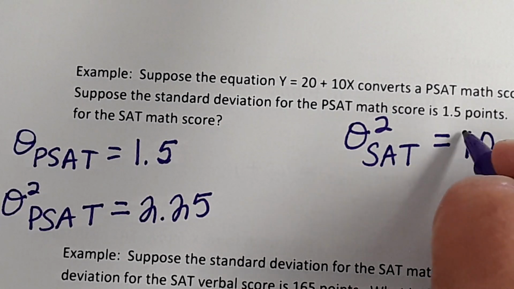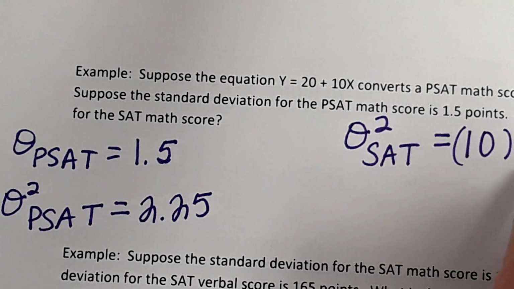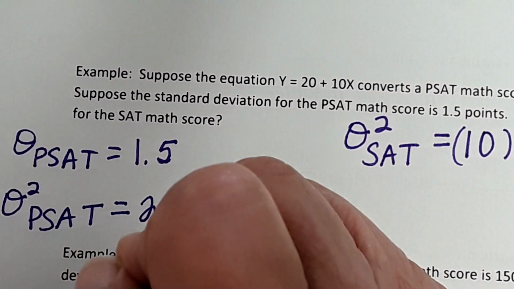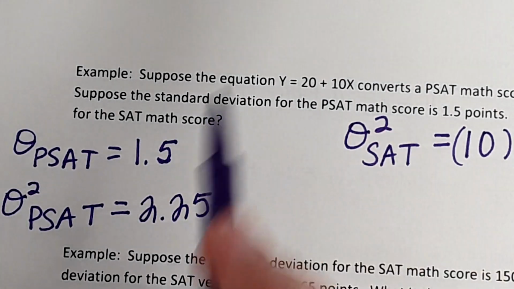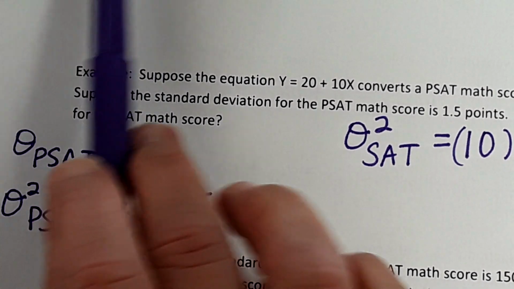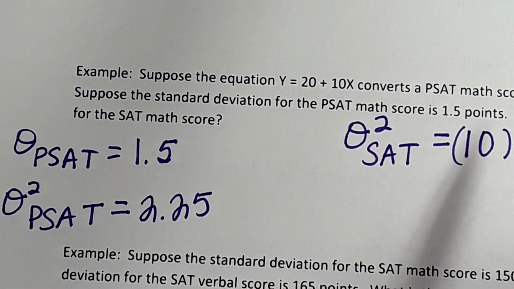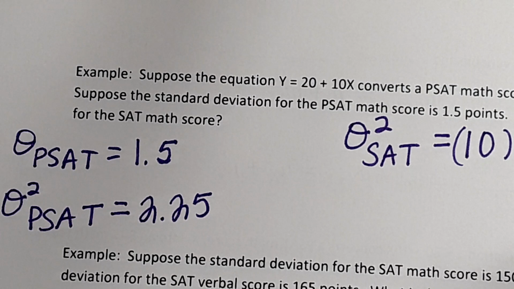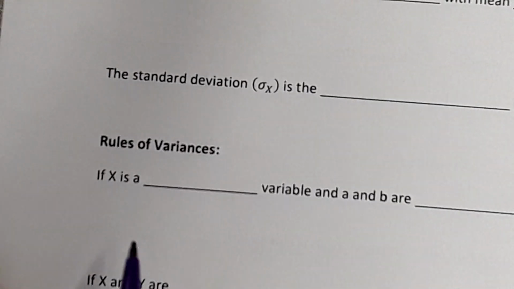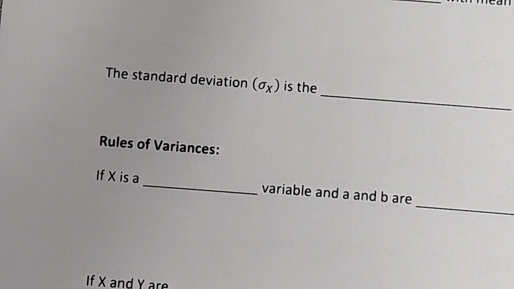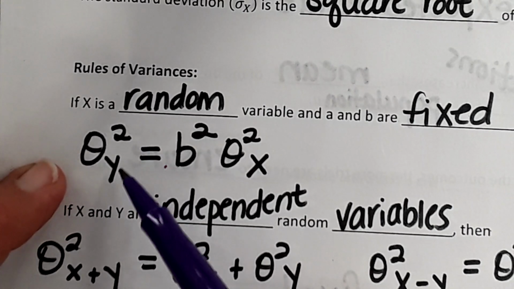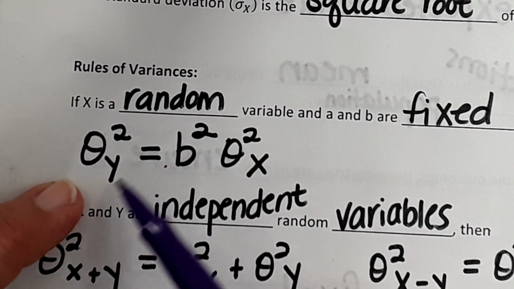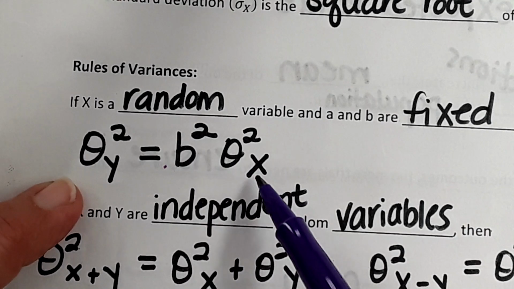So we're going to square that, and then we're going to multiply it by the variance of the PSAT. You guys, this formula was written up underneath the rules of variances, and it's always b squared times the variance of x. It should be right here. Let me show you. We wrote it right here under a random variable. So to find the variance of the new term, we do b squared times the variance.